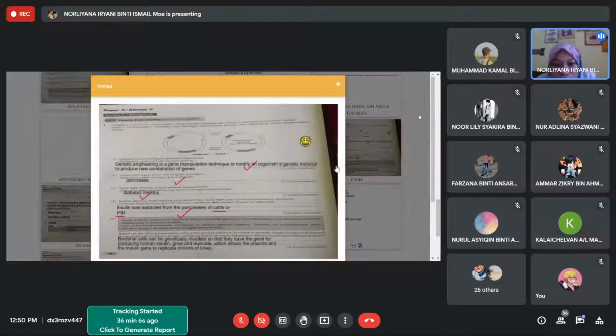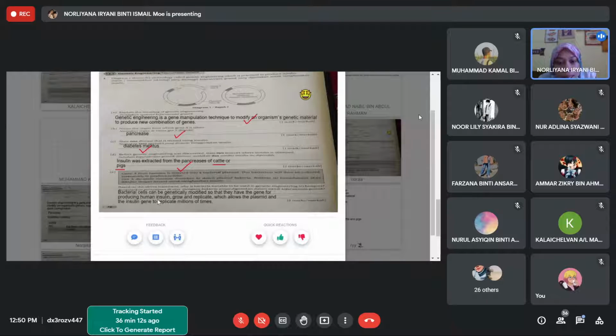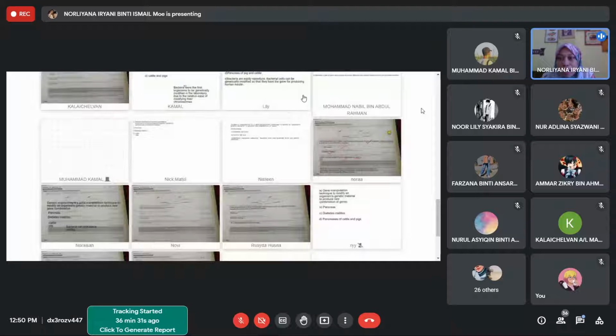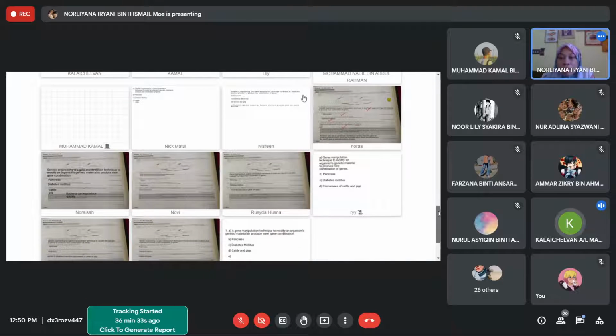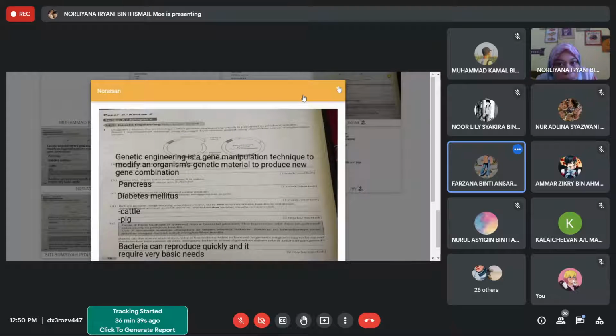Nora: bacterial cell can be genetically modified so that they have gene for producing plasmid. Okay, only 1 point, same as Nick's earlier. You missed the first point, that the bacteria can reproduce asexually. Yes, reproduce asexually. Teacher, Ain has filled up her answer. Okay, I'll look in a moment.